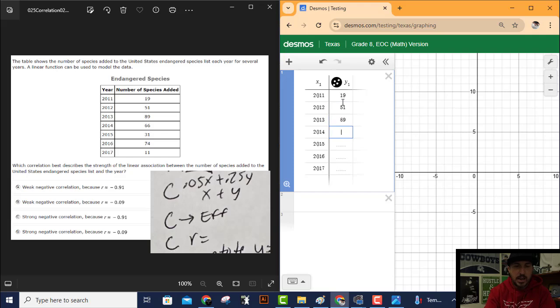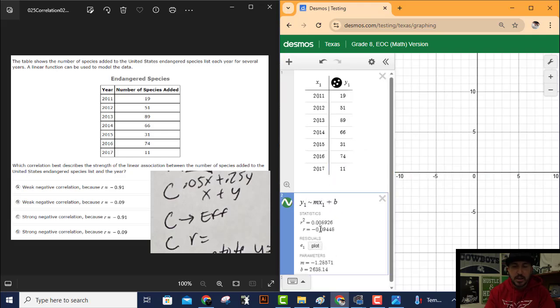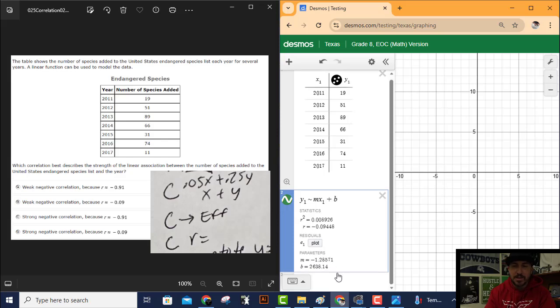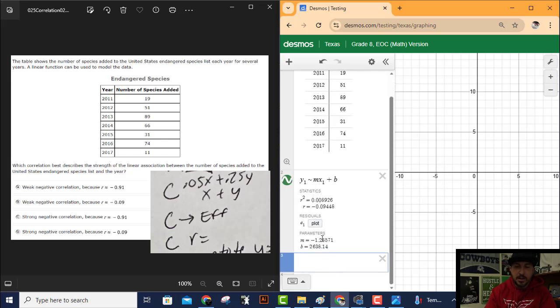51, 89, 66, 31, 74, 11. All right, we'll do the y1 squiggle, m x1 plus b. We are not looking for slope, so I'm not going to type in m. I'm going to look at the r value. Now, you can't just type in r. It doesn't work like that. So I'll look at the r right here. I see it. It is negative 0.09.